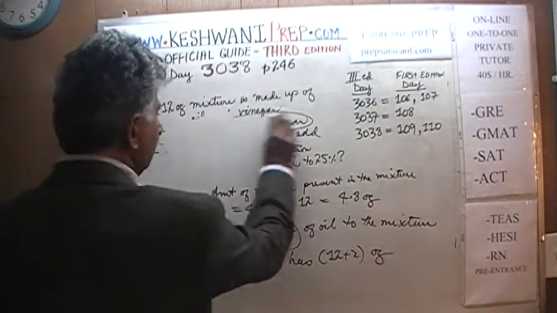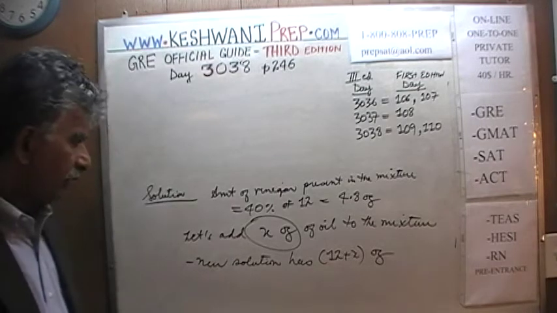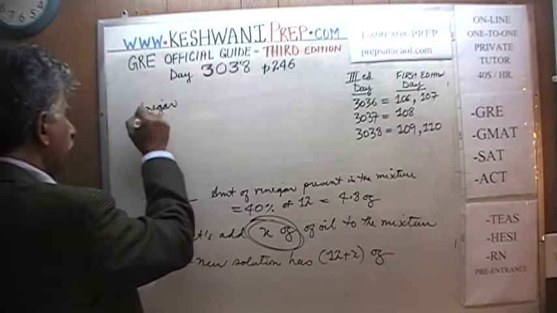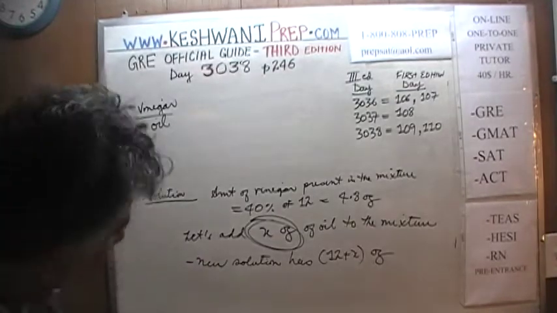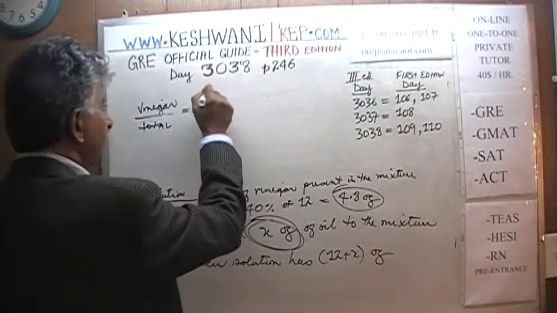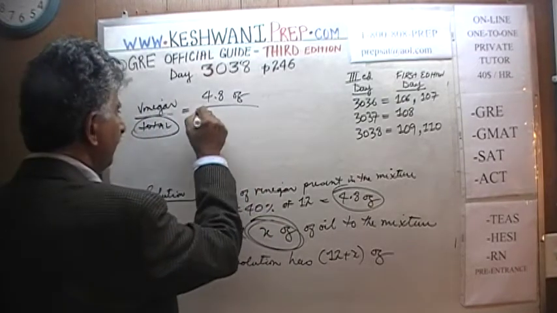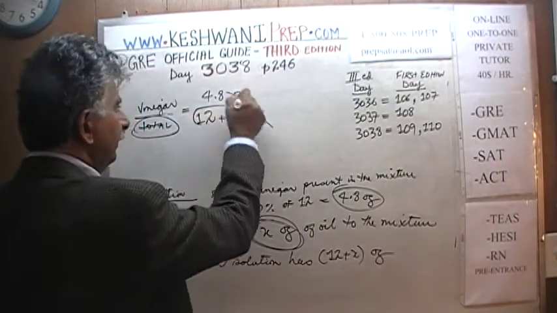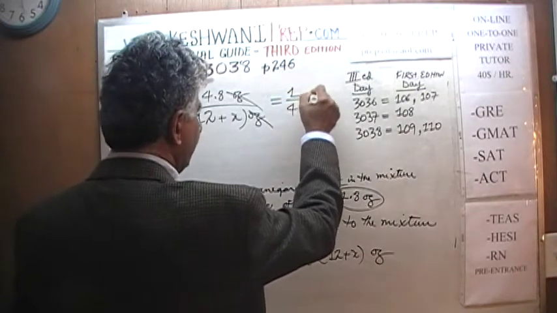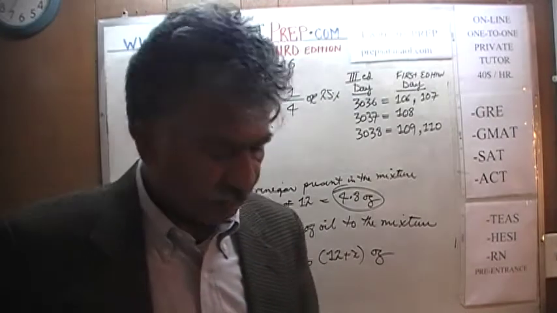We're almost done. The question is, how much oil are we going to add? We're going to add X ounces, and now we can figure out the X. If you look at the ratio of vinegar to total, the vinegar doesn't change. Vinegar is 4.8 ounces, still the same. And the total now, instead of being 12 ounces, is 12 plus X ounces. And that ratio, we are told, has to equal 1/4, or if you like, 25%. The new concentration is 25%. All you have to do is solve this very simple equation.